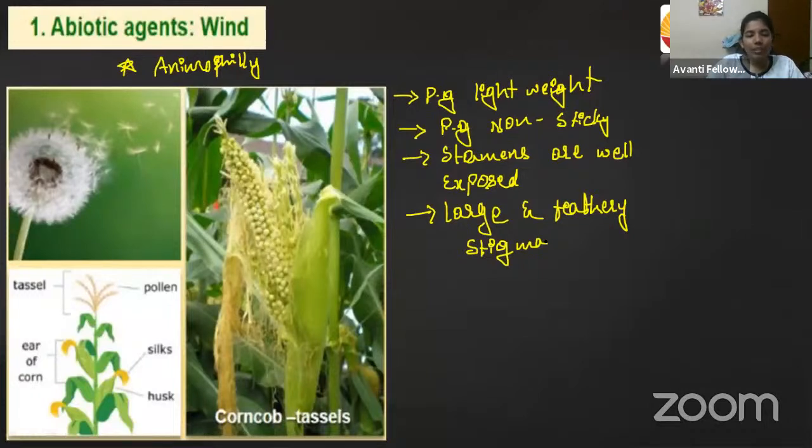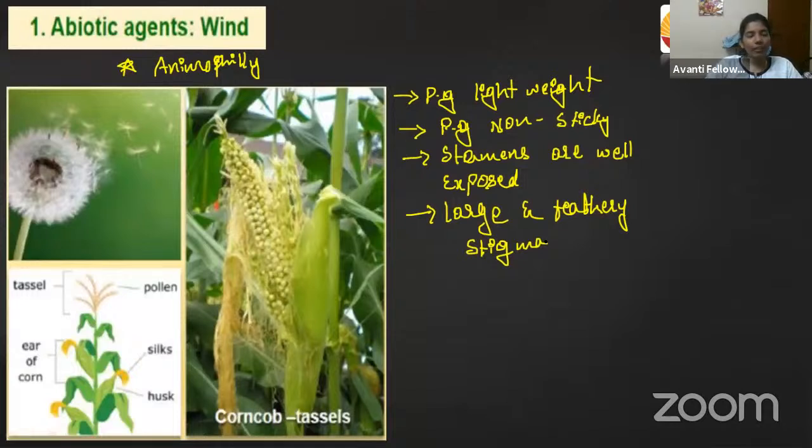The best example is corn. Here you can see in the image, the feather-like structures, the hair-like structures you can see in the corn, the maize, those are actually the feathery stigma. And the male flowers are at the top. At the top, you can see the tassels, no? Those tassels have the male flowers. From the male flowers, the pollen is going to transfer to the female flowers where the hair-like structure is present, no? From that, the complete corn will grow after the pollination.